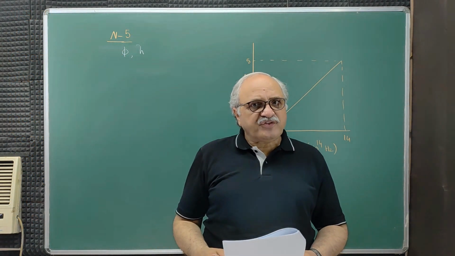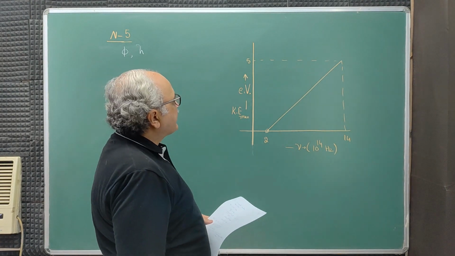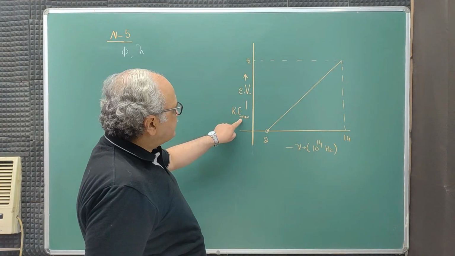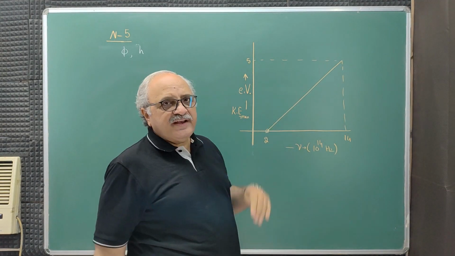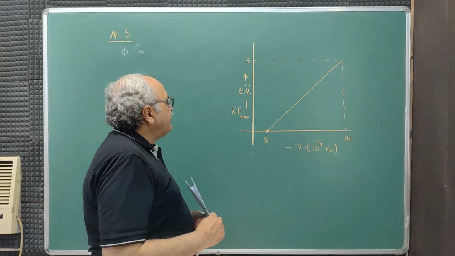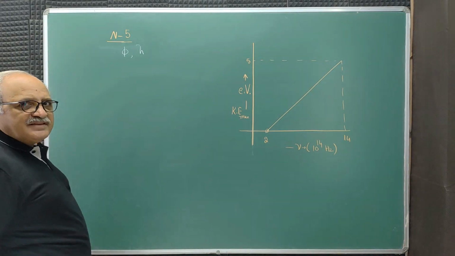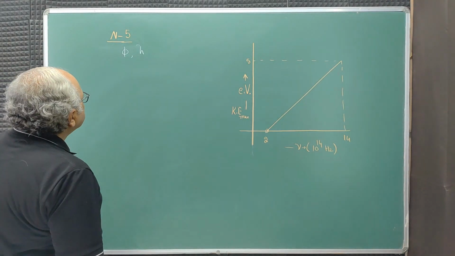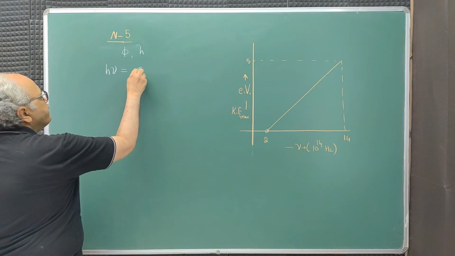So let's take the fifth question now. In this question, we are given a graph between the maximum kinetic energy and the frequency. And it is a straight line, as you can see. Now, you are asked to find out the work function as well as the Planck's constant. So let's visit the photoelectric equation once again.